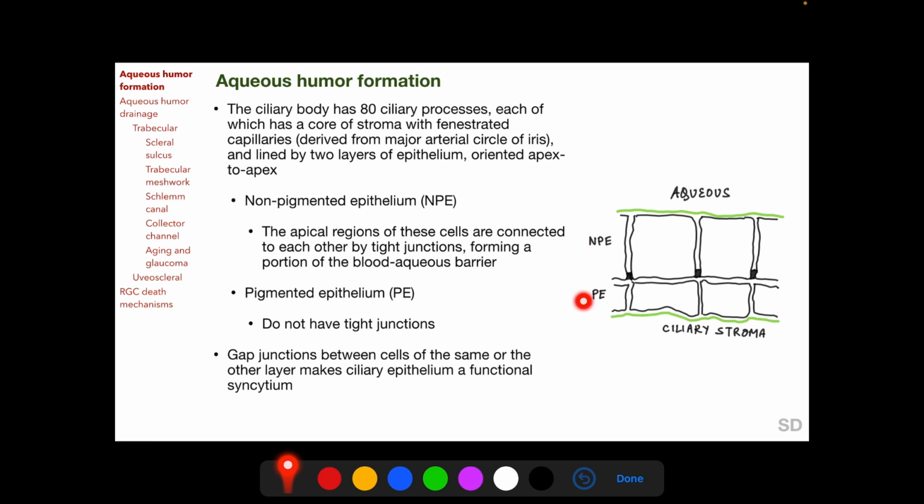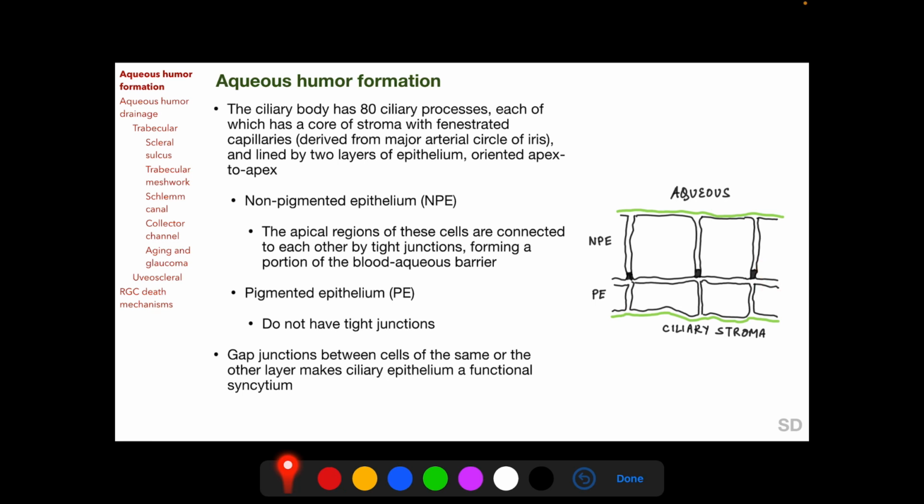So this diagram shows a magnified view of the two layers of the ciliary epithelium, the non-pigmented epithelium adjacent to the aqueous and the pigmented epithelium adjacent to the ciliary stroma. The basement membranes of these two epithelial layers are along their basolateral surfaces adjacent to the aqueous humor and the ciliary stroma respectively, and the apical portions of the cells of these two layers face each other.